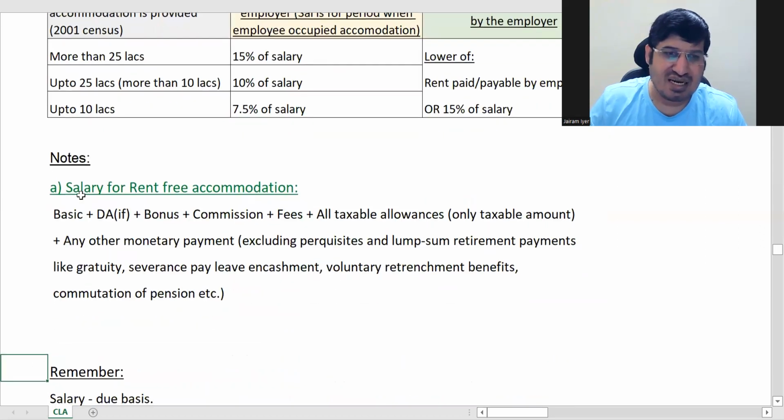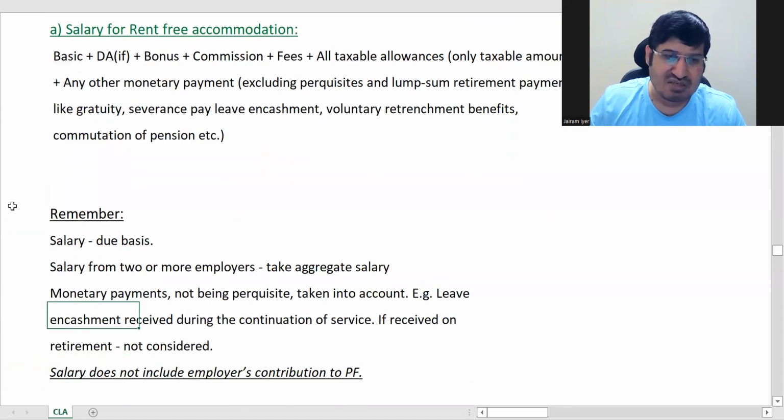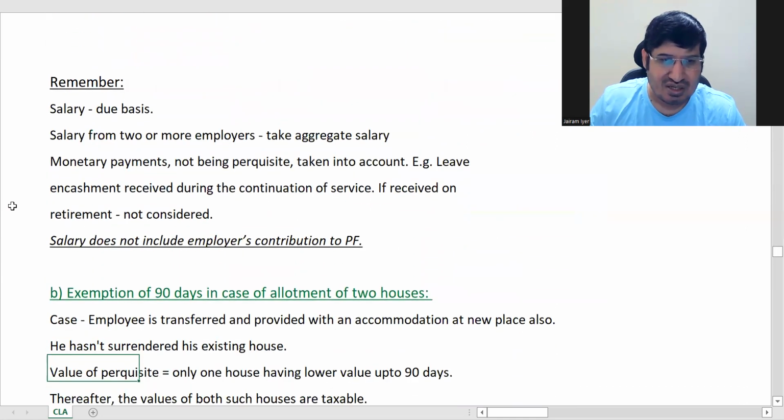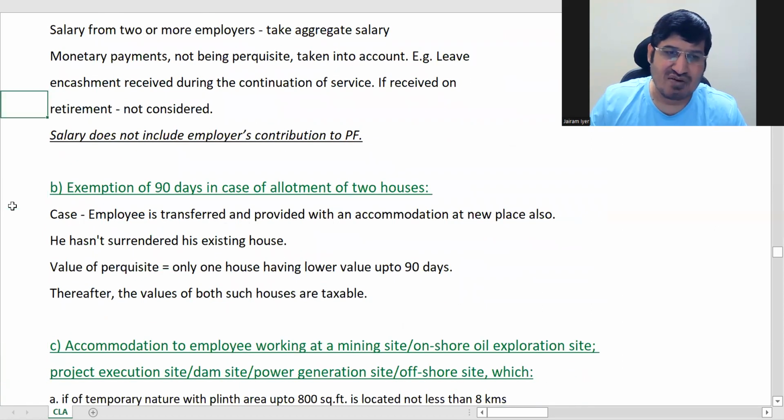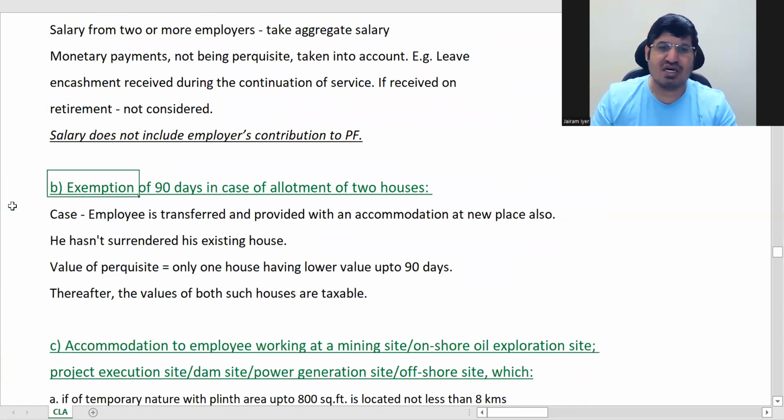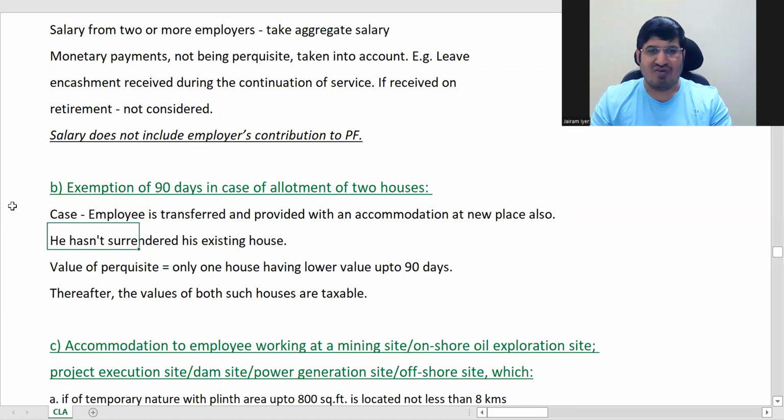Okay. Now again, salary is the same which we saw. Meaning of salary is the same. Okay. And whatever this year it has been written, these points are also same. Okay. So now this is one thing. And now next thing what you have to remember is exemption of 90 days in case of allotment of two houses.